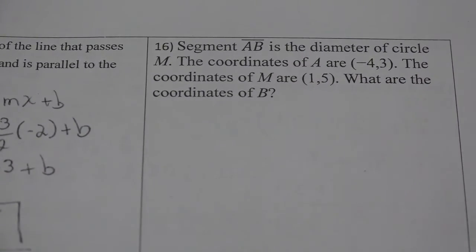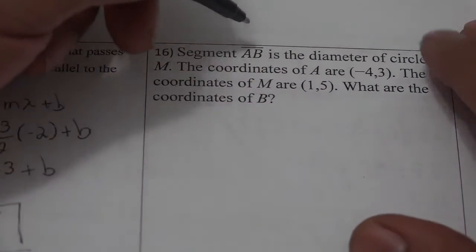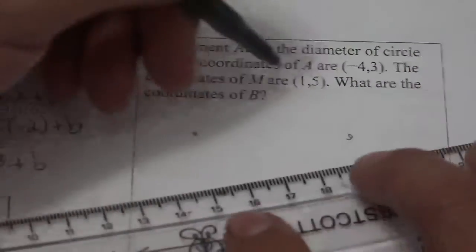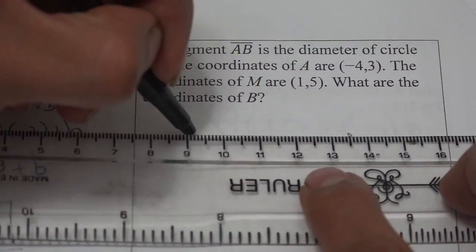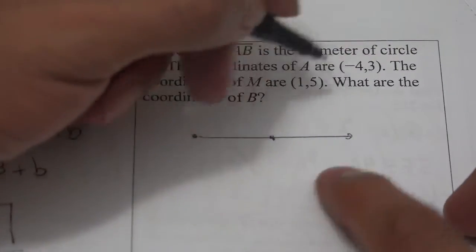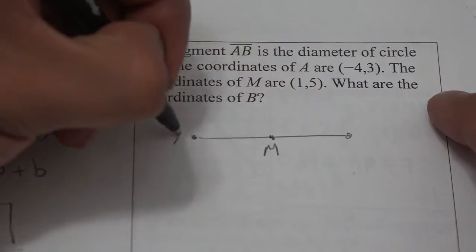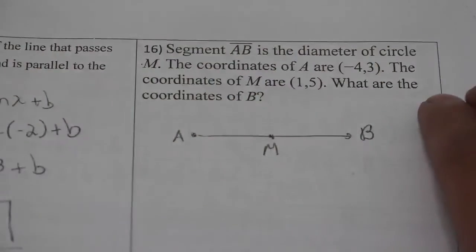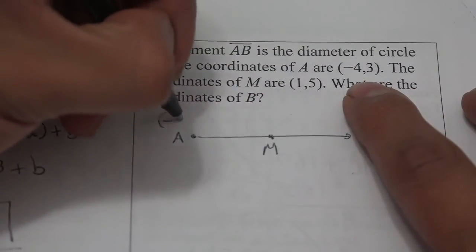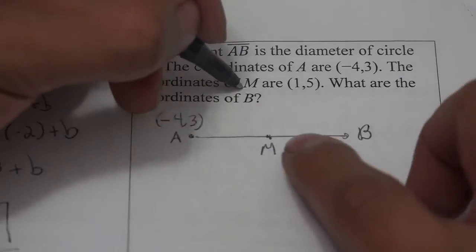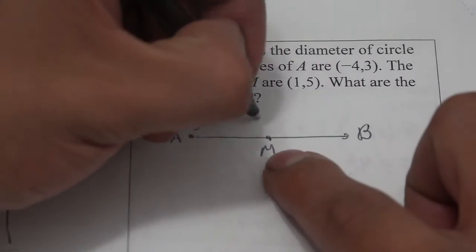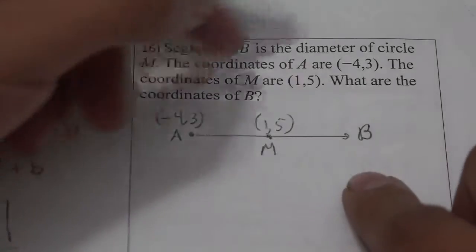Alright, so AB is the diameter of a circle, M. So I have A and B. This is the diameter of circle M. A circle is always named by the center, so this is M. This is A and this is B. The coordinates here are negative 4, 3. And the center of M, the midpoint, is 1, 5. They want us to find the coordinates of B, so I'm just going to put x, y.